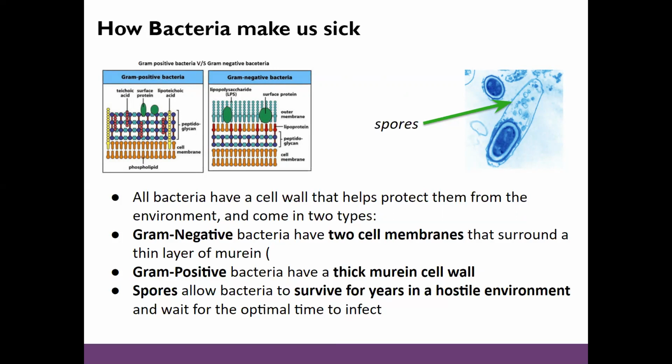Spores are another way that the bacterial structure allows the bacteria to survive for years in a hostile environment. As a spore, the bacteria essentially goes on hibernate mode, and it doesn't require nutrients. Instead, it shrivels up and it just waits for the environment to become really welcoming.